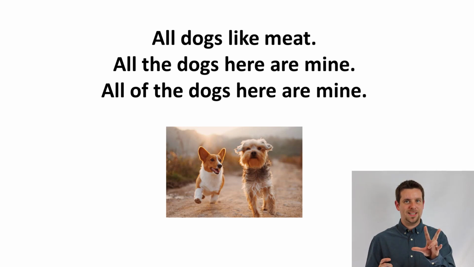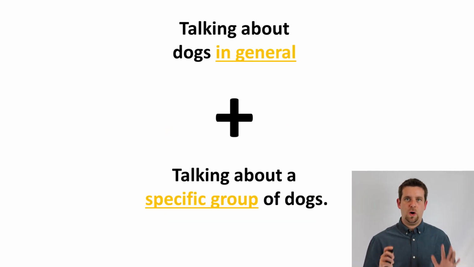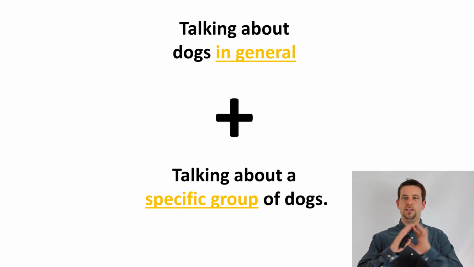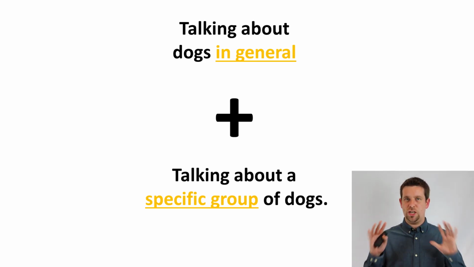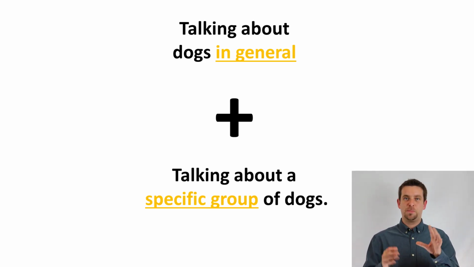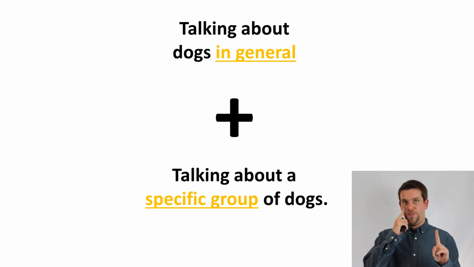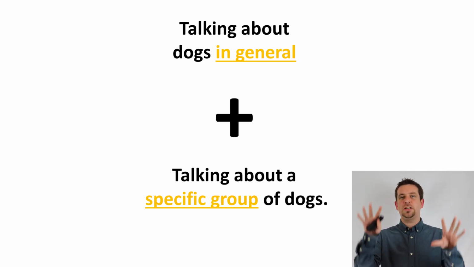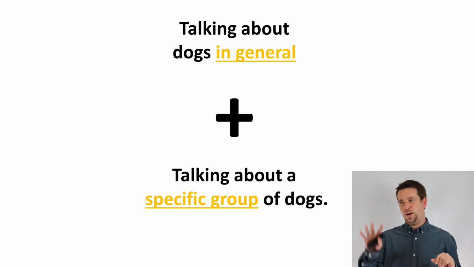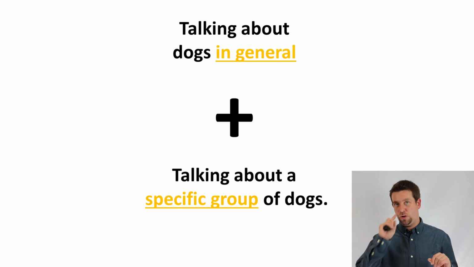So step by step, if we're talking about dogs and we're using these different phrases, I want you to think that you can talk about dogs just in general, like 100% of all dogs in existence. And then on the other hand, you can talk about a specific group of dogs, maybe dogs that you know or dogs that you can physically see. Okay, so that's two concepts. One, just talking about dogs in general. And the other one is a specific group of dogs that you know or you can see.